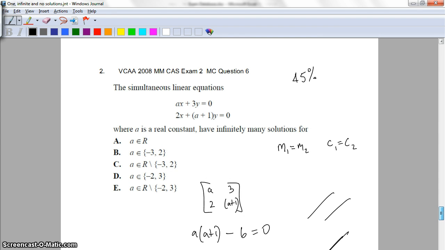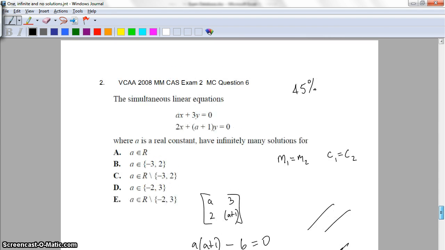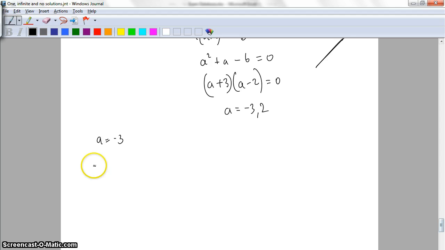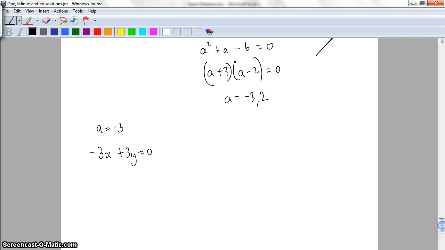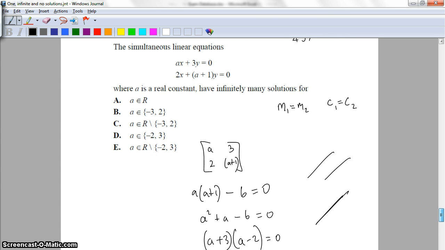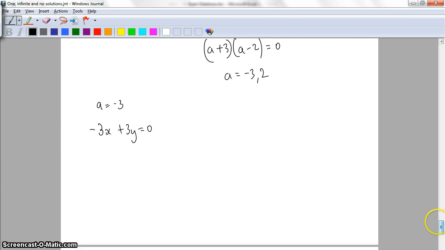So I'm going to sub a equals negative 3 into both of those equations and see what I get. So I get negative 3x plus 3y equals 0, I believe. I'll just make sure. Yes. And 2x plus 2y equals 0.